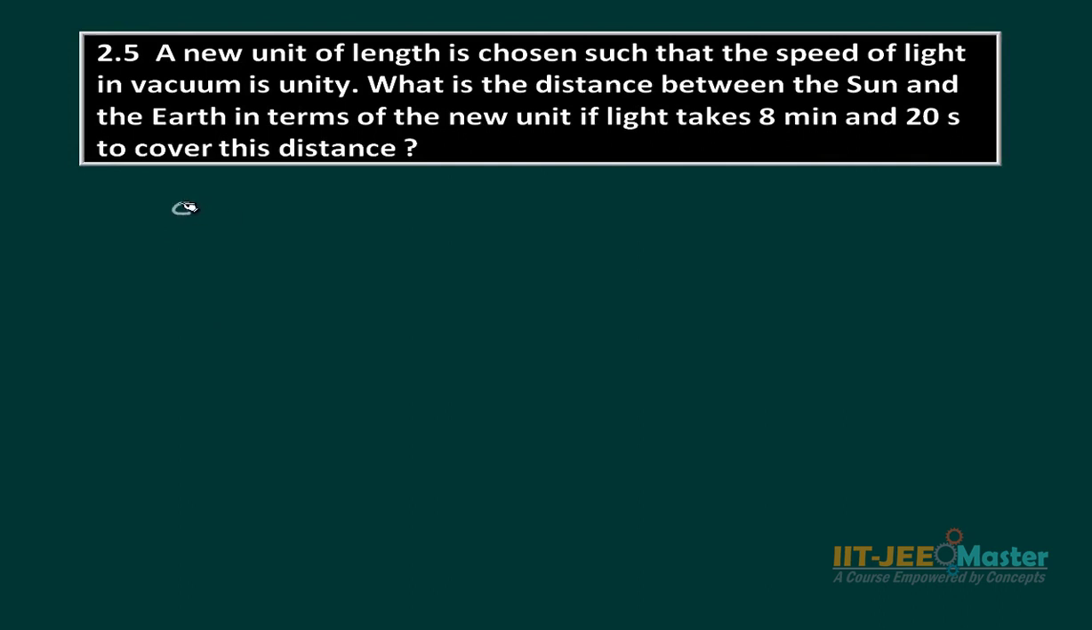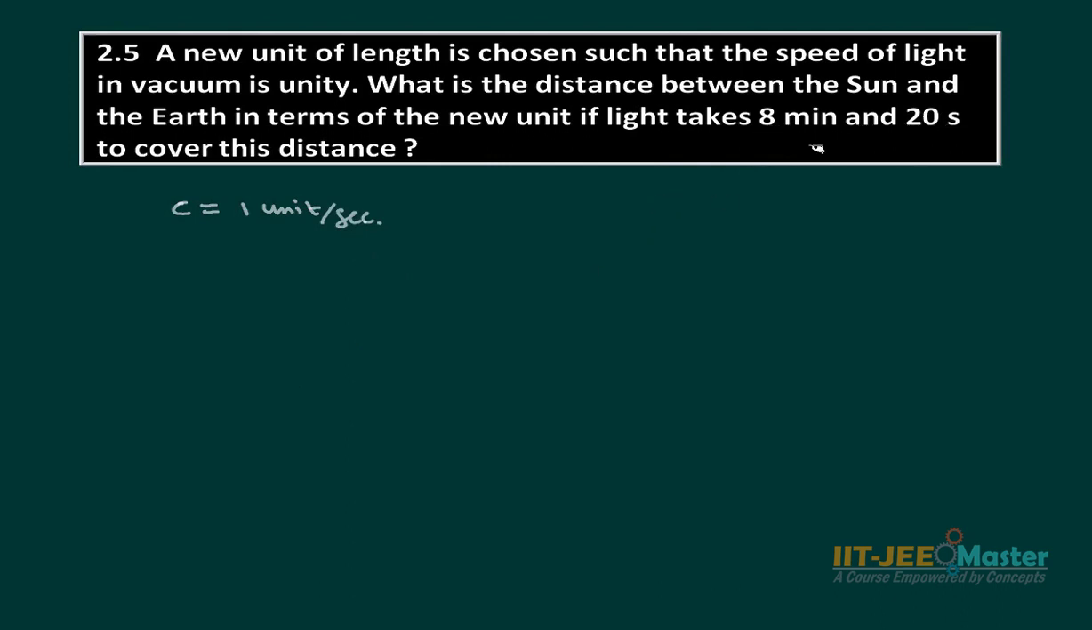Speed of light then will be 1 unit, that is 1 unit per second. In the new unit system, distance traveled by light from Sun to Earth in time 8 minutes and 20 seconds.